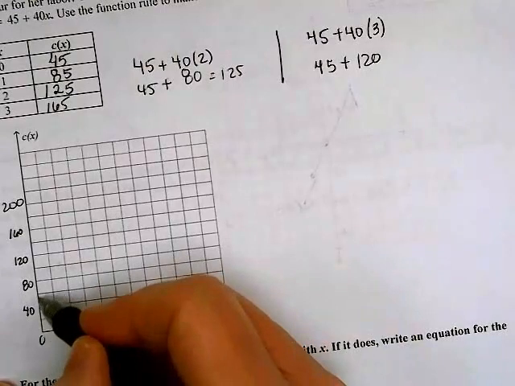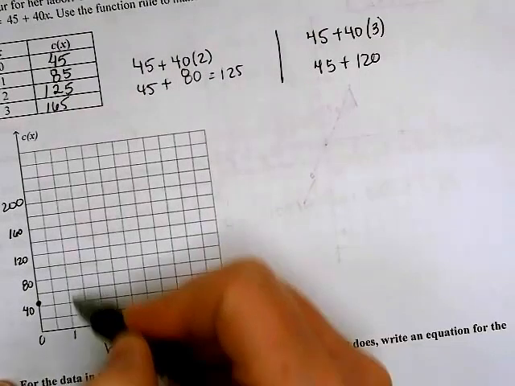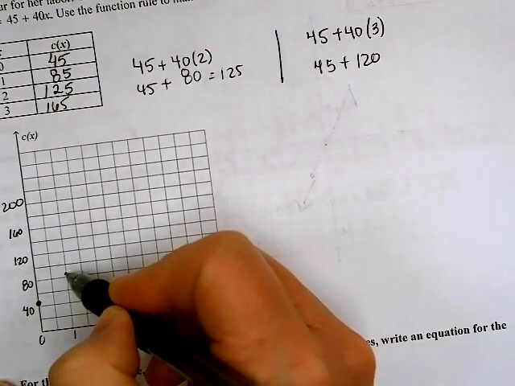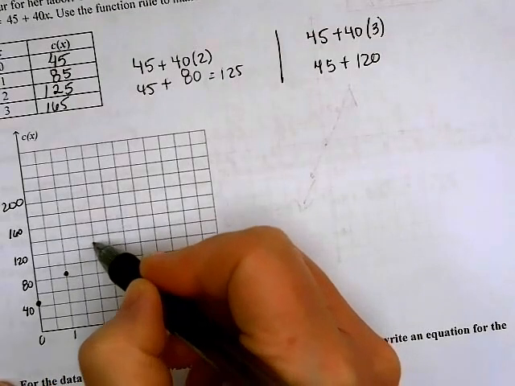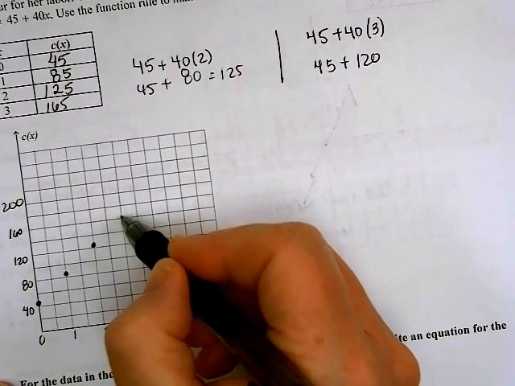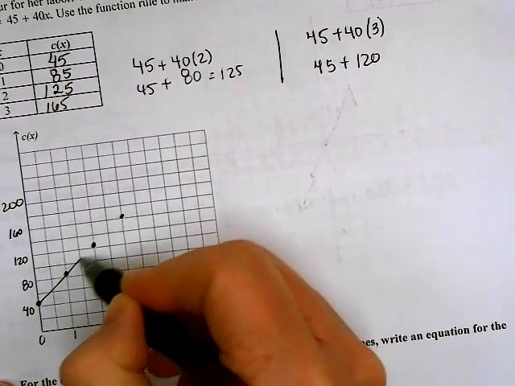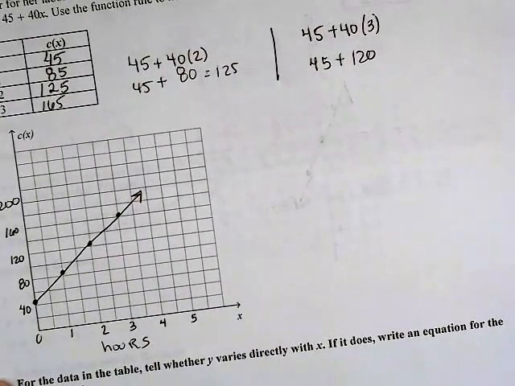0, $45. So I'm about right here. 1 hour and $85. 2 hours and 125. 3 hours and 165. So there's my graph. We good?